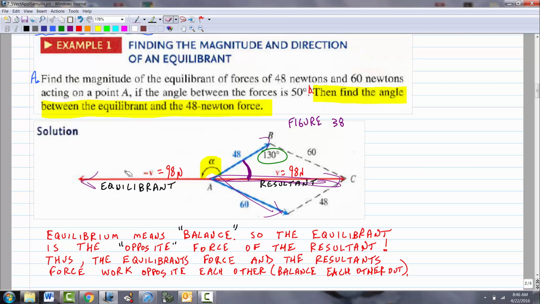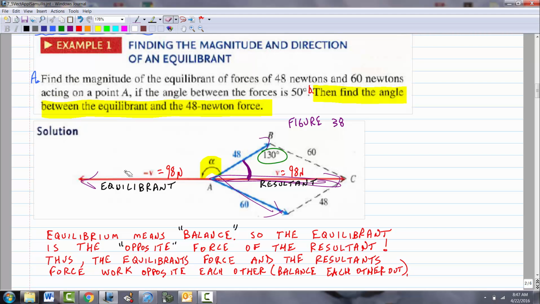Okay, fine. We have two forces acting on an object. We draw our parallelogram. And then just after you draw the resultant, draw the equilibrant going in the opposite direction. Try to make it look like the same length. So the resultant's magnitude is equal to the equilibrant's magnitude, just going in the opposite direction. You don't have to put a negative on that. It's just 98 newtons going the other way.